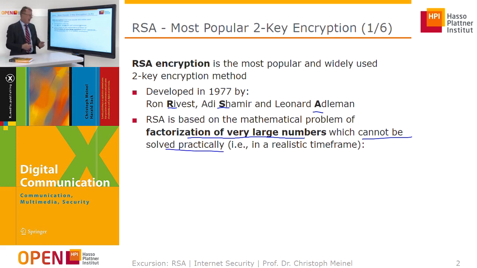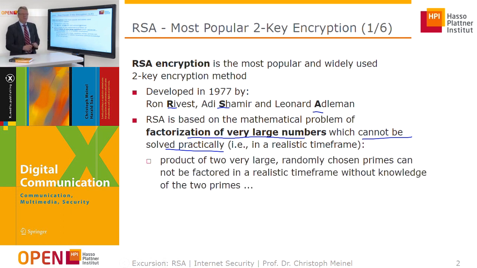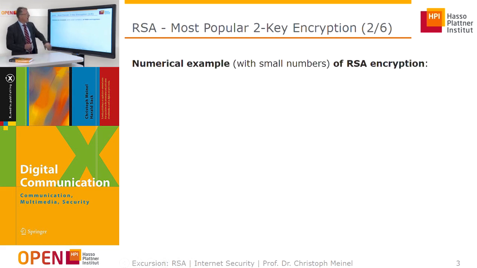This is the idea which makes such a procedure secure, because to break RSA, one needs to be able to solve this mathematical problem. One needs to be able to factorize huge numbers. So the product of two very large randomly chosen primes cannot be factored in a realistic time frame without knowing the two prime factors.